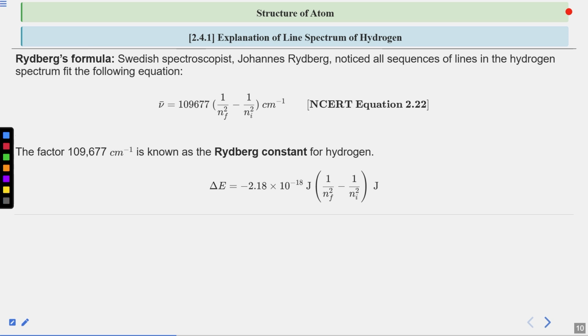So if I want to calculate the wave number, we will use this formula. But if I want to calculate the energy difference between those two states, then that will be calculated using this formula, where only our first part is changed, and the rest of the formula is as it is. Now what is the meaning of this delta E? It's important here.